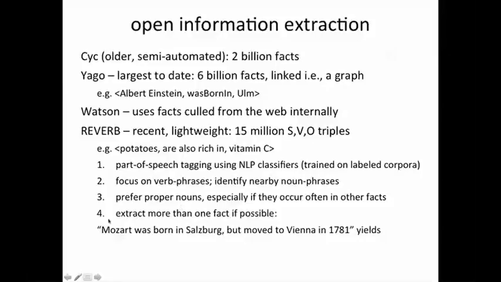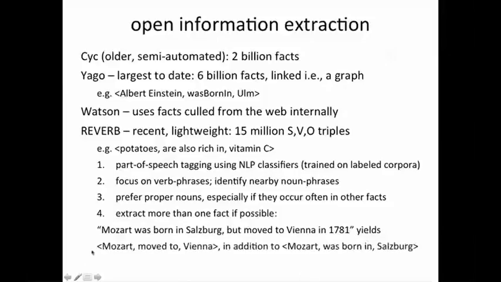So a text like "Mozart was born in Salzburg but moved to Vienna in 1781" yields two facts: Mozart moved to Vienna, in addition to Mozart was born in Salzburg. Now, I admit we've gone through this section fairly quickly. The point I wanted to make is that the ability to extract facts is significantly enhanced by the fact that we have so many documents available on the web.